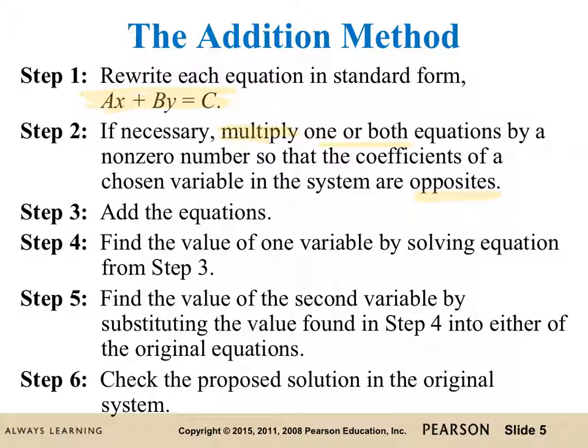Then we're going to add the equations, and that will result in an equation in one variable, which we can solve, and then we'll find the value of the second variable by substituting what we found in step 4 into either of the original equations. And then your last step, the very important step, is we always check the proposed solution in the original system.